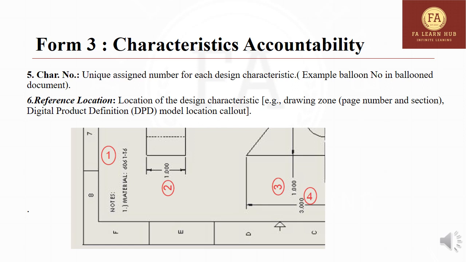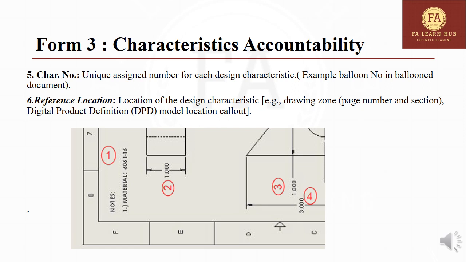The second one is reference location. Reference location means the location of the design characteristics. That means this particular characteristic, for example balloon number or CAR number 1, is located in which part, which location of this drawing. So here you can see F in horizontal and 7 in vertical of the drawing.